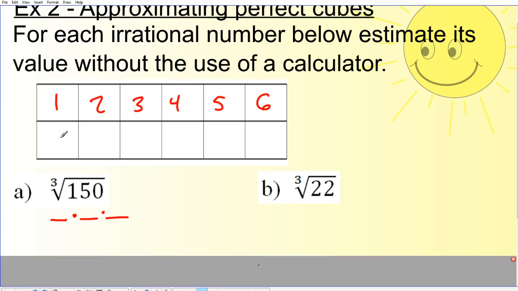So let's see. 1 times 1 times 1 is 1. 2 times 2 times 2: 2 times 2 is 4, 4 times 2 is 8. 3 times 3 times 3: 3 times 3 is 9, times 3 is 27. You see how these are getting bigger much, much faster. Keep going. 4 times 4 times 4.